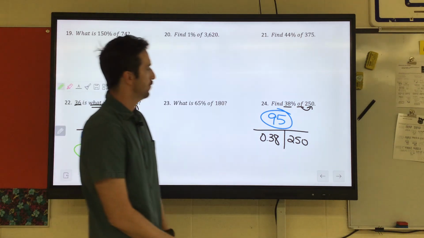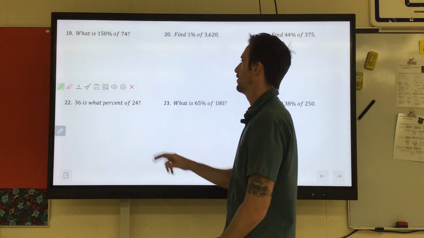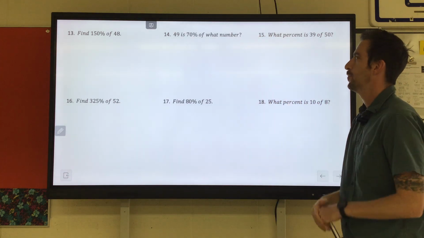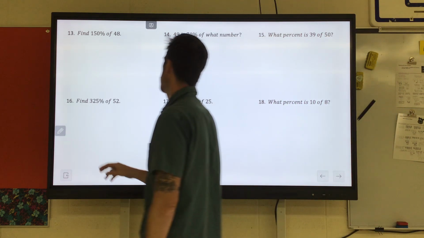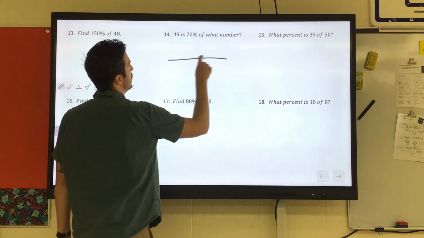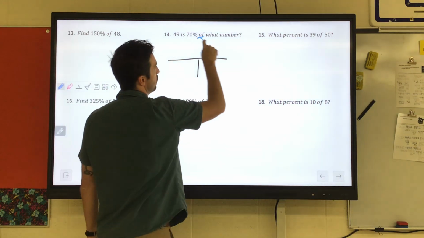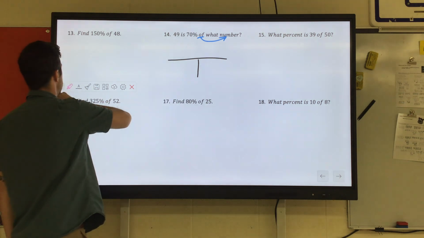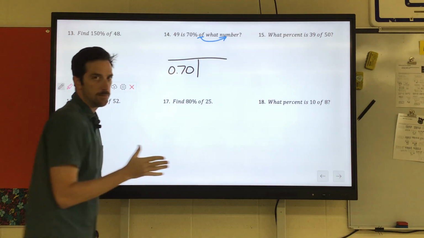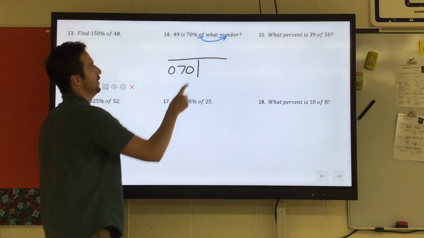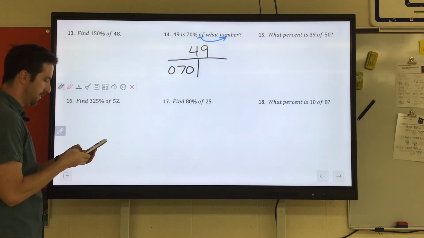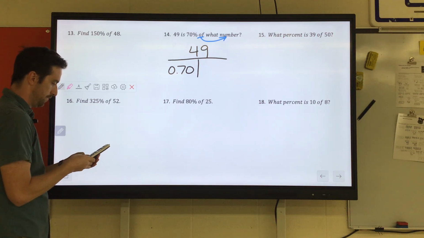All right, we're going to have to go before these, because we want to do one where we're looking for the whole, so it should say like of what number. Number 14, that happens. 49 is 70% of what number? So it says of what number, we're looking for the whole. 70% is the percentage. In decimal form, that would be 0.70, which is also the same as 0.7. 49 would then be the part. So we are going to divide these. 49 divided by 0.7. We got 70.